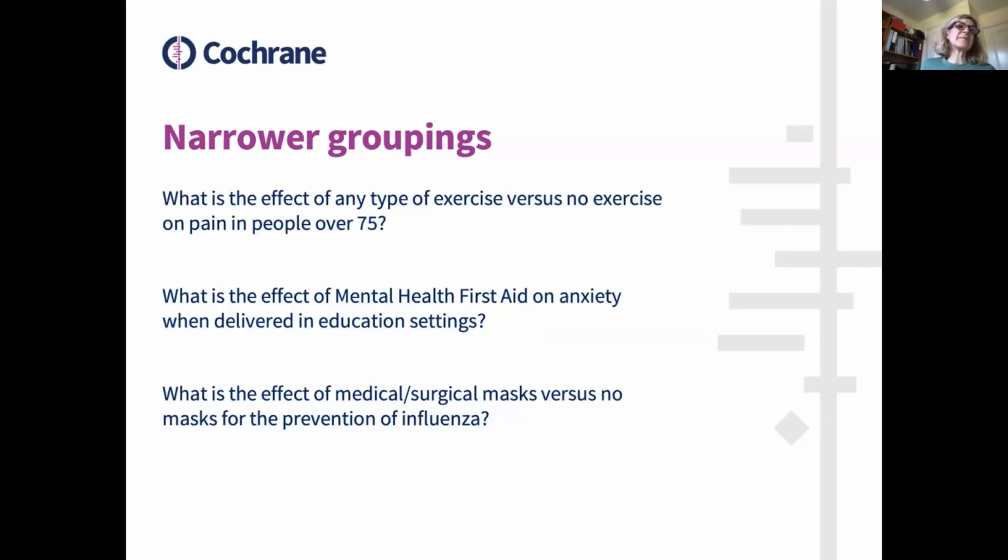So going back to the examples in the previous slide, your narrower groupings might look like this. So you might want to look at exercise versus no exercise, its outcome on pain, and its influence on pain. And you might want to restrict it to just looking at people over 75.